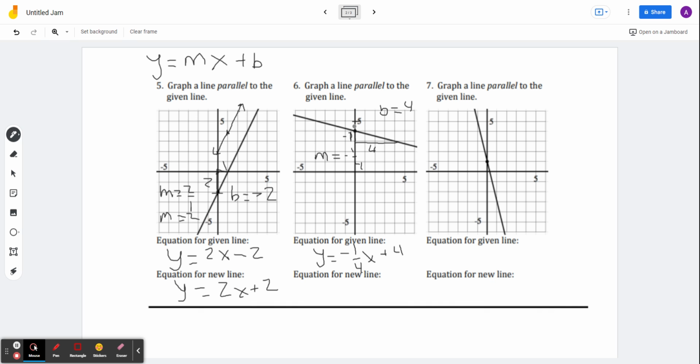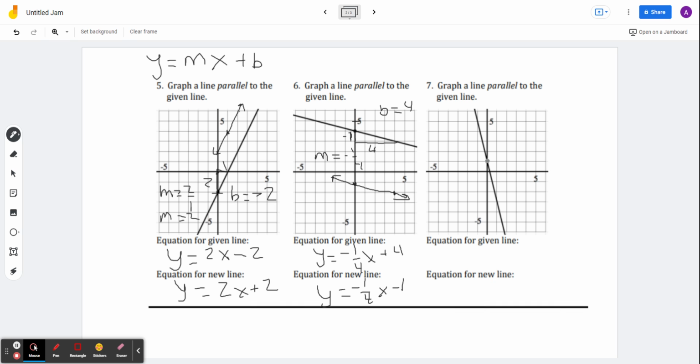Now, to be parallel, I can just move this. So instead of having my y-intercept as 4, I'm going to have my y-intercept be -1. So my slope would stay the same, and it would be y equals -1 over 4 x, and then here just -1. So if we start here, I can go -1, down 1, and then over 1, 2, 3, 4. And then I need 2 points here, and I can make my line, and you notice they're parallel.